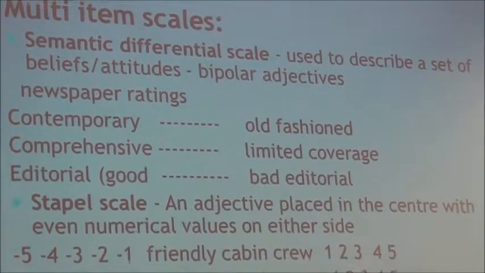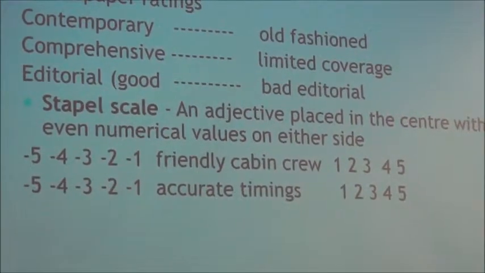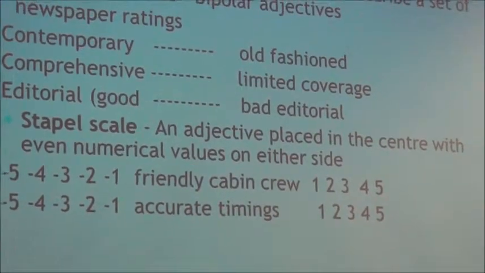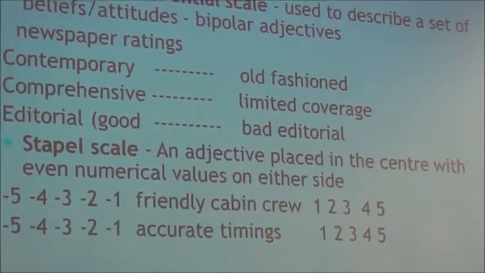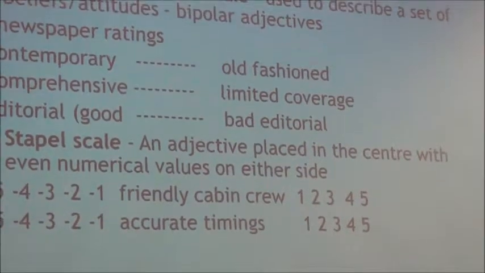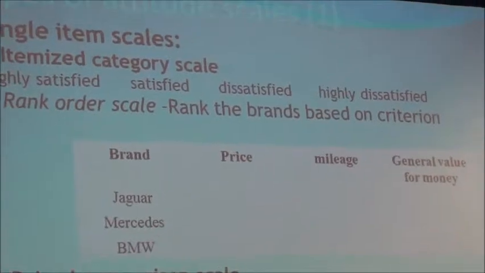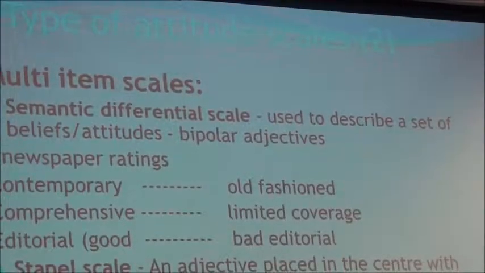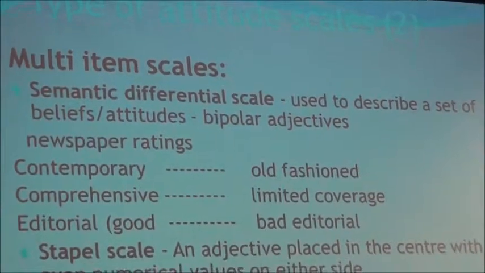And then a Stapel scale puts the item that you are dealing with in the middle and then allows you to look at that item from very negative to very positive. You could probably use -3 to +3 there, which would be better than -5 to +5. So we have two sets, single item scales and then multiple item scales, and these are the basic options that you could use in measurement scales.